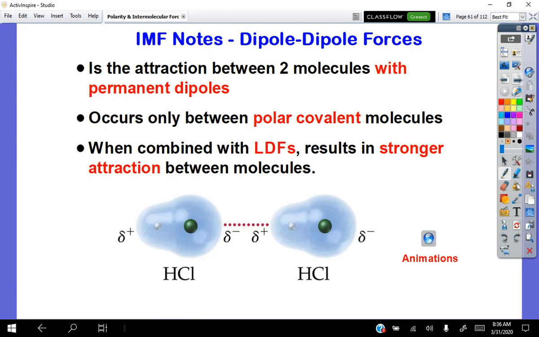The next type of intermolecular force is called dipole-dipole forces. So this is the permanent attraction between two molecules with permanent dipoles. Quite literally, the dipole of one molecule interacts with the dipole of another molecule, hence dipole-dipole. This only occurs between polar covalent molecules. When combined with the London dispersion forces, this results in a stronger attraction between molecules.